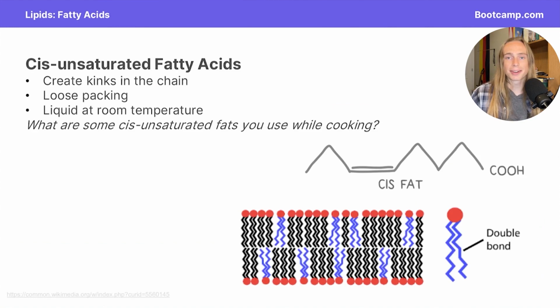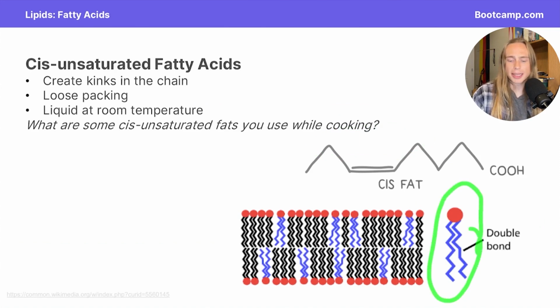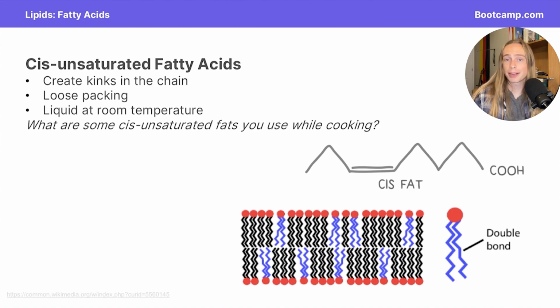A cis-unsaturated fatty acid occurs when we have our two groups bonded to the same side of the double bond. This results in a kink in the chain, as we can see here in this image. These kinks in the chain mean that these fatty acids are not capable of tightly grouping together and they leave gaps. This loose packing results in cis monounsaturated fatty acids being liquid at room temperature.